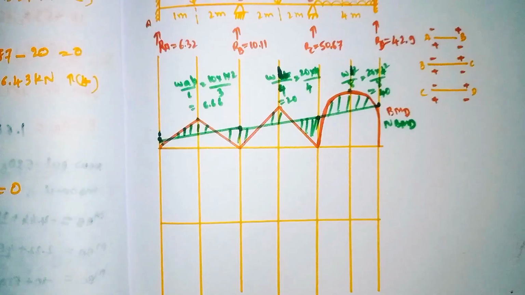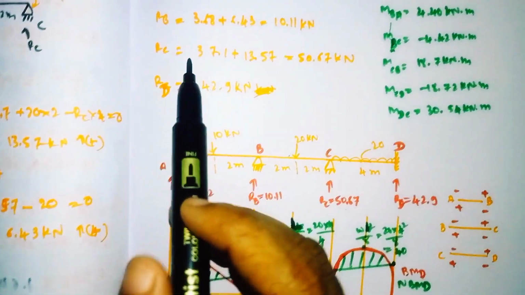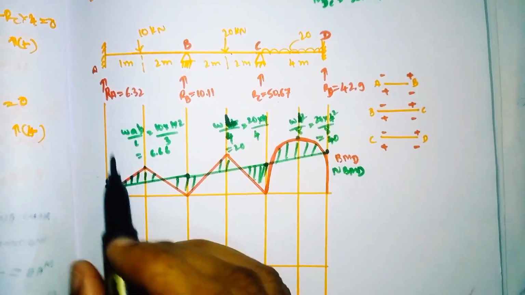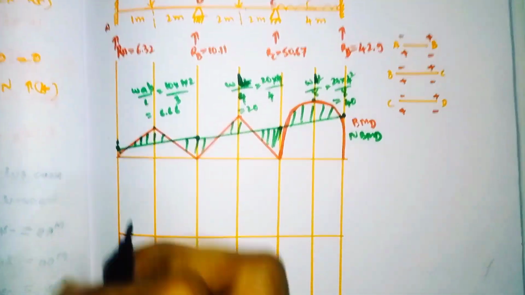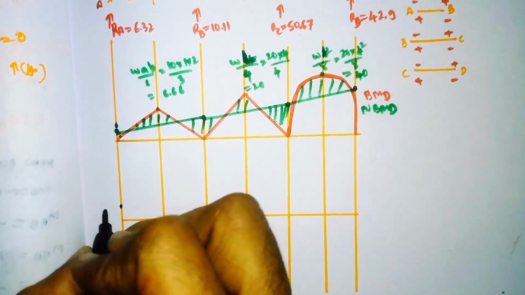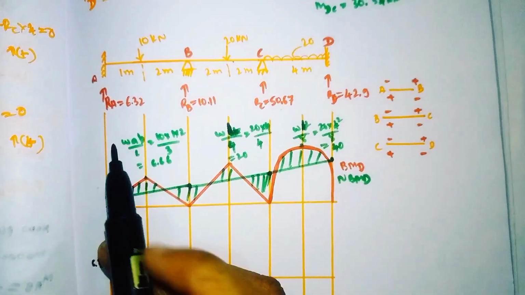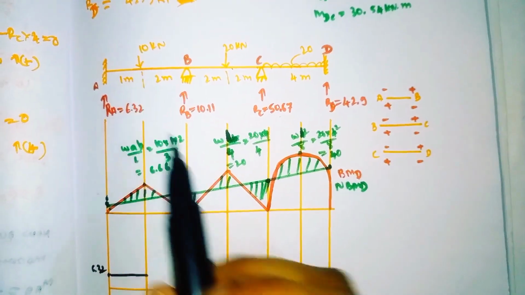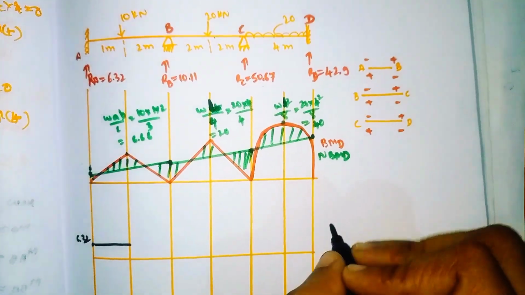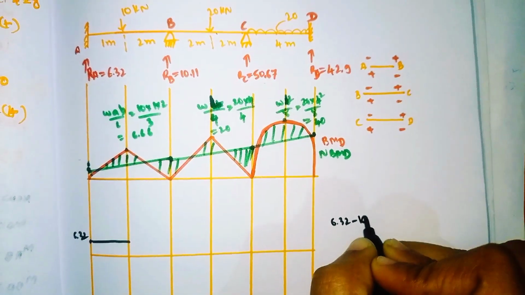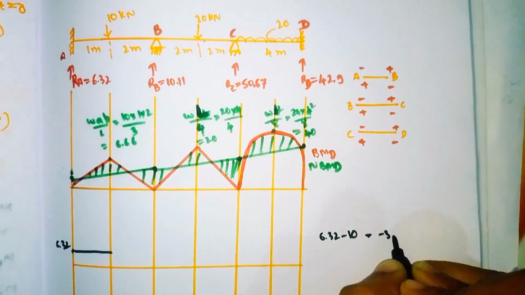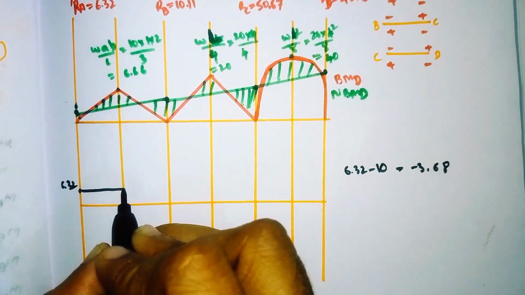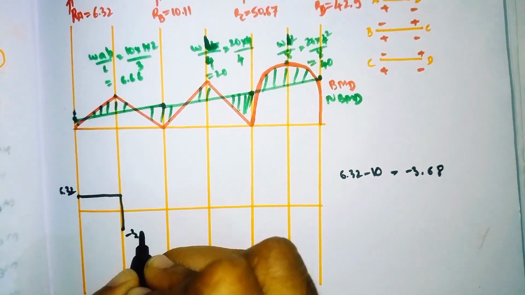So now we'll go for the shear force diagram. By using the values of these reactions, we'll draw the shear force diagram. At point A, our reaction RA is 6.32. So 6.32 means it comes here, 6.32. And from here to here there is nothing, it will come like this. Here one point load is acting downward. It means 6.32 minus 10, which comes out as minus 3.68. Minus 3.68 means it will come down here.